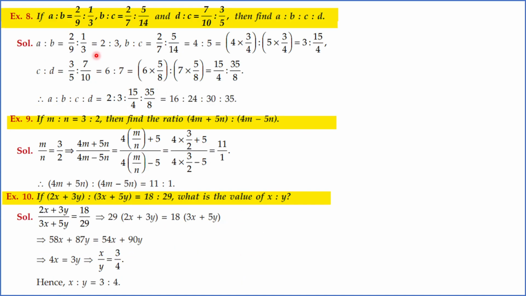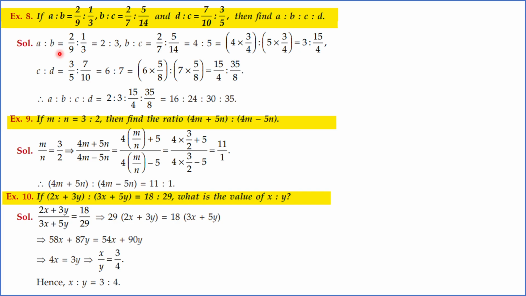If a is to b equal to 2/9 is to 1/3, b is to c equal to 2/7 is to 5/14, and d is to c equal to 7/10 is to 3/5, then find a is to b is to c is to d.